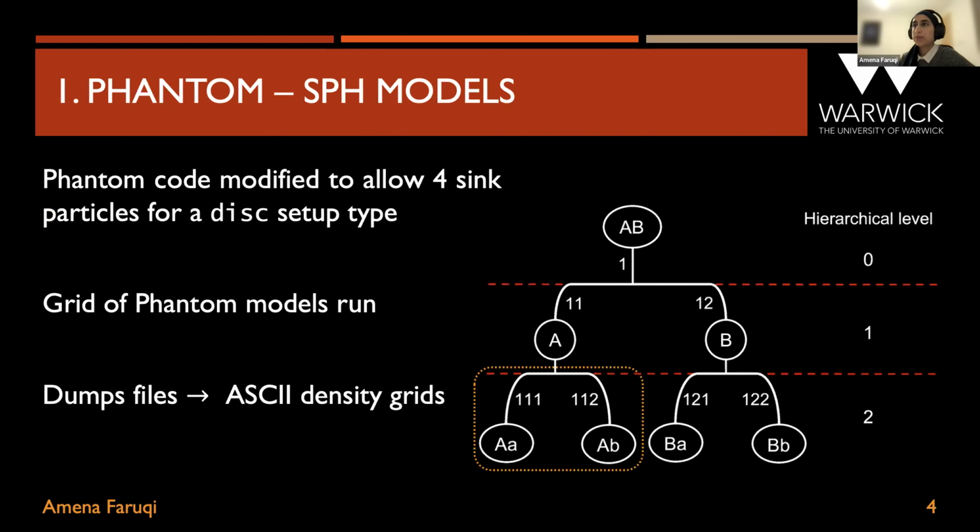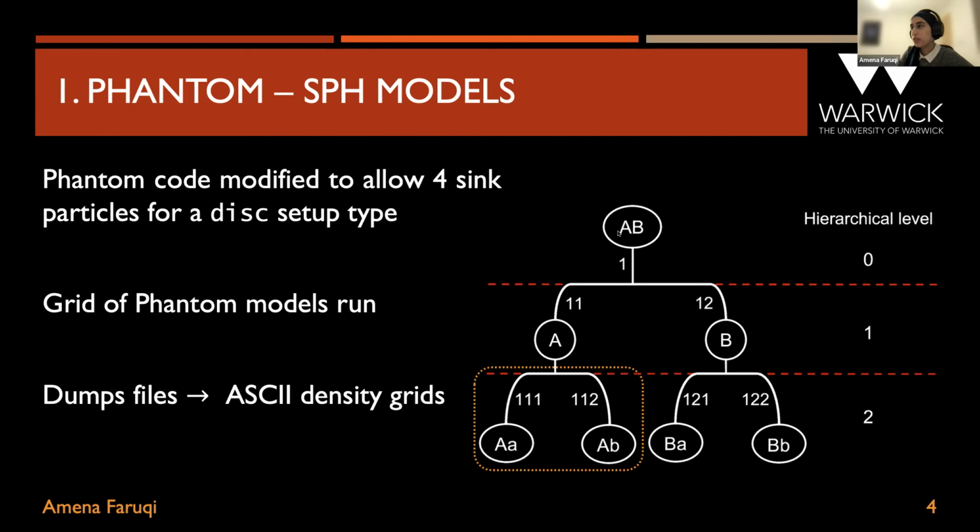The first step of this method I'll go through briefly here. The Phantom disk setup was used to simulate the system. At the time, it had an upper limit on the number of sink particles that was allowed, which was 3. But this is a quadruple star system, so we needed to allow for a 4th sink particle to be introduced.